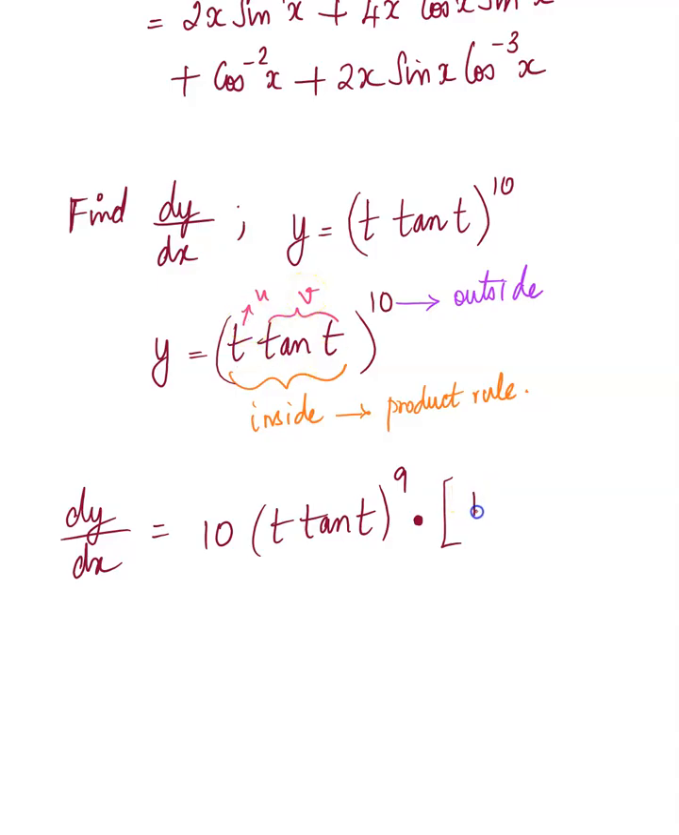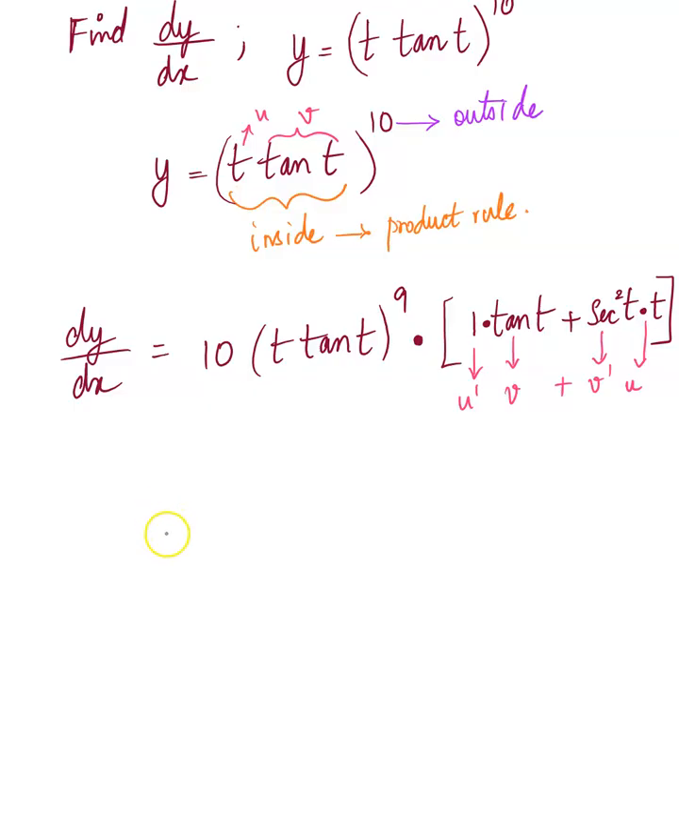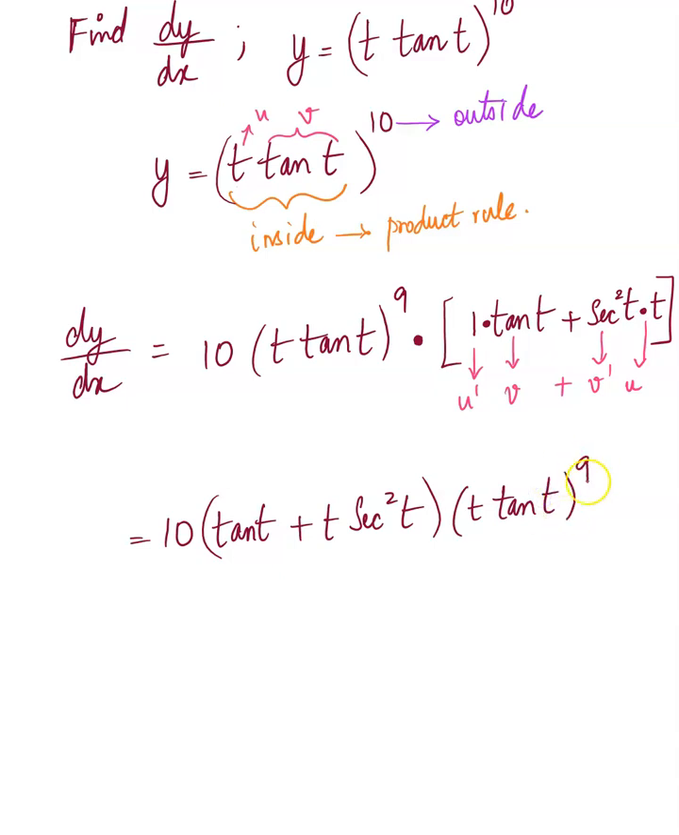Okay, u prime v, so 1 times tan t plus v prime u. Derivative of tan is secant squared t times t. So I'm going to show that here. u prime v plus v prime u. All right. I'm going to throw that in the front. So that's going to be tan t plus t secant squared t, right? And then I'll put this 10 in the front, this 10 here, and then this t tan t power 9 right at the end. And that will be our answer there.